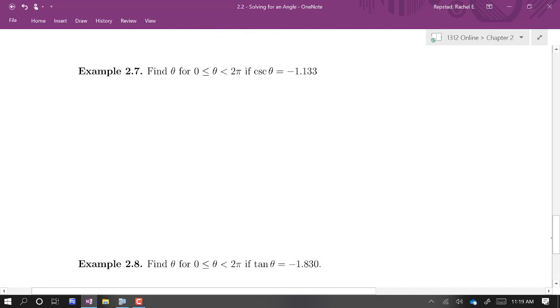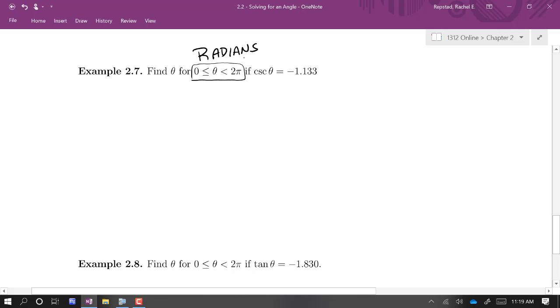All right, in this next example, it's a similar kind of question. They're asking us to find theta, and they're telling us the value of a trig function. This time, however, I know that what I want is an angle in radians, and I can tell because here they put theta between 0 and 2 pi. So this is definitely radians that we're looking for.